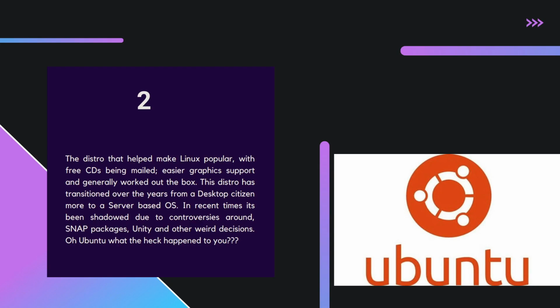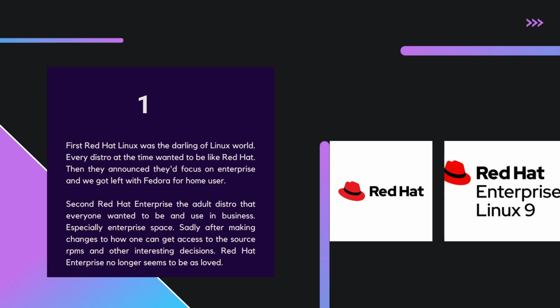However, on the desktop, it's had recent controversies, not to mention snap packages, Unity, and other really strange decisions that have made it lose its shine, especially in the desktop world. Still a great OS, still awesome on the desktop, but it just doesn't seem to have the same love anymore as it once did. Pity Ubuntu, what on earth happened?